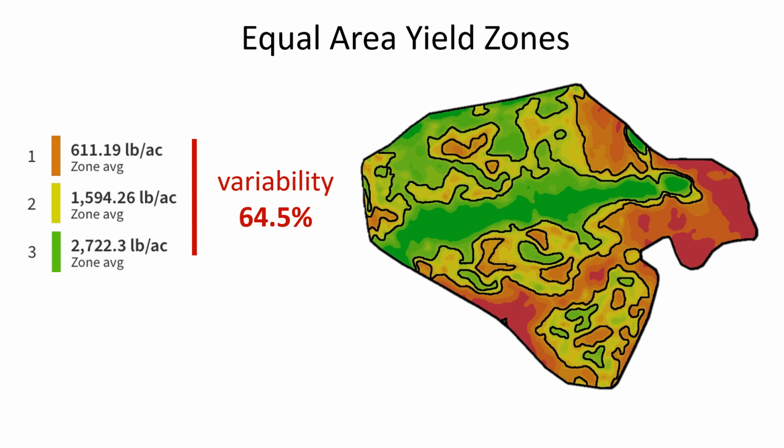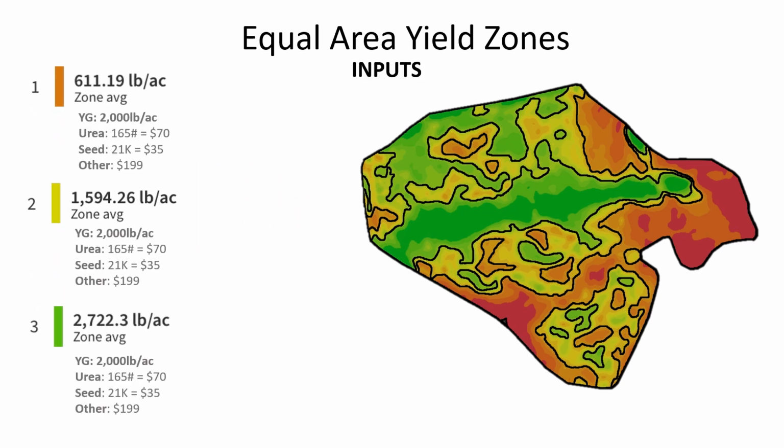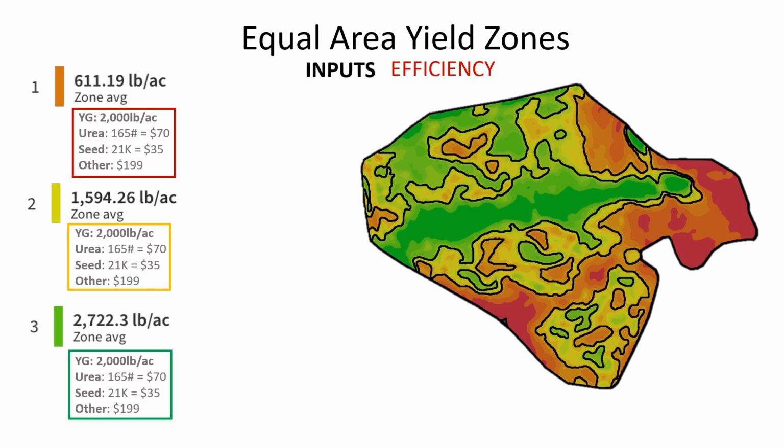And that means that we're going from 600 pounds to over 2,700. That's a lot of variability. So I took this and did a little bit of math and figured out our variability percentage is just about 65% here. You can see our variability was different and our inputs were the same.